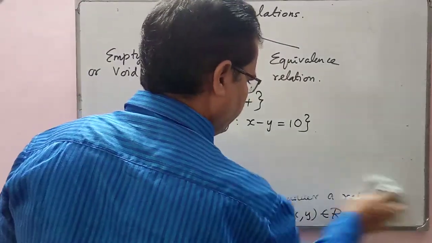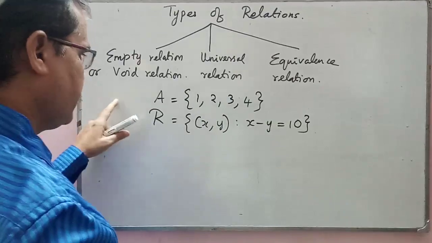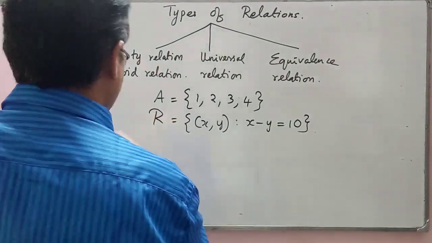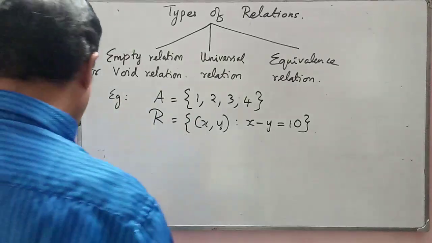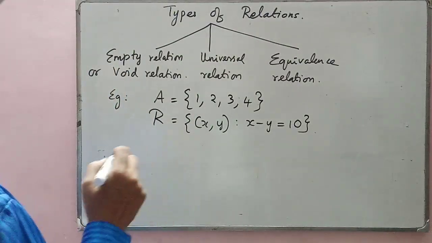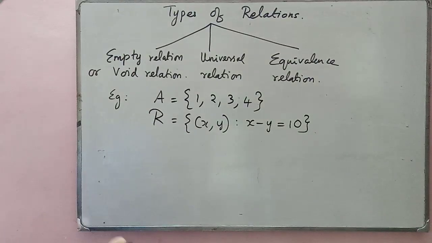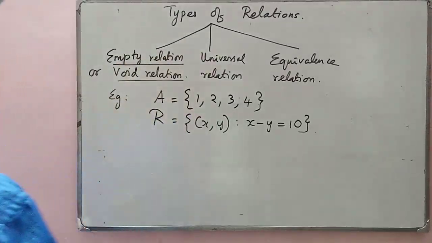Okay, children? So this is an example for empty relation. Next one is universal relation. In a universal relation, all possible ordered pairs should be there in your relation. Then we call that relation a universal relation. First, we'll write a definition for empty relation.